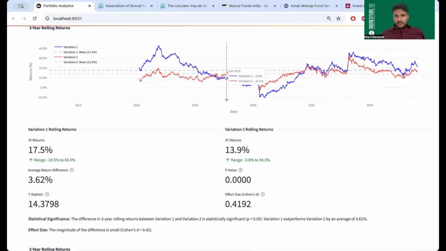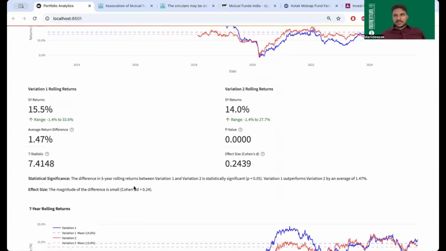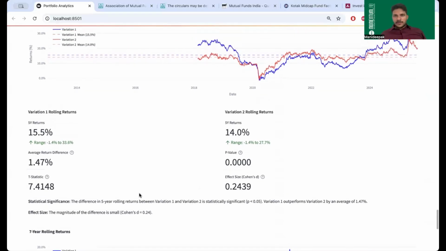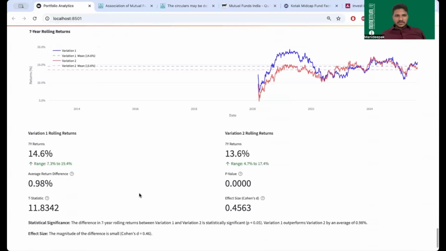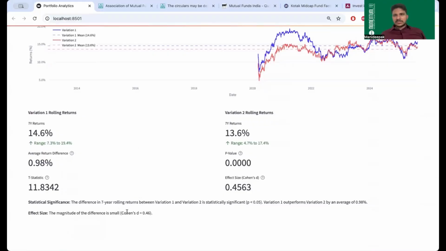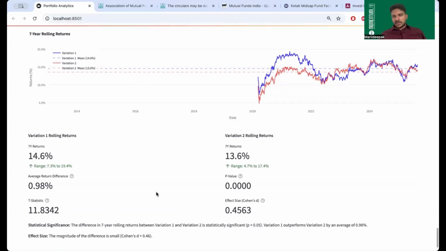Based on this graph, it looks to me like there could be chances that again this blue line could go below the red line, given the cyclicality that we are noticing here. If I look at the 5-year rolling return, I see the difference is still small. And if I look at 7-year rolling return, I see the magnitude of outperformance from the fund versus the benchmark is still small.